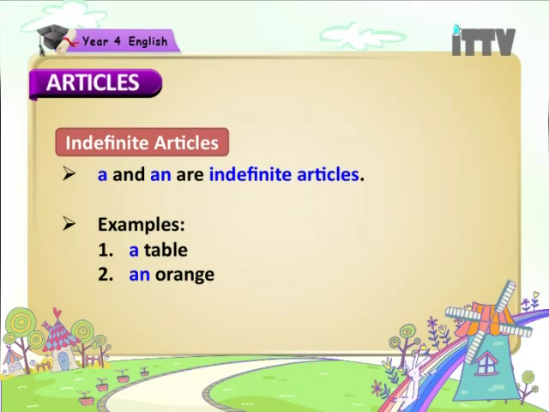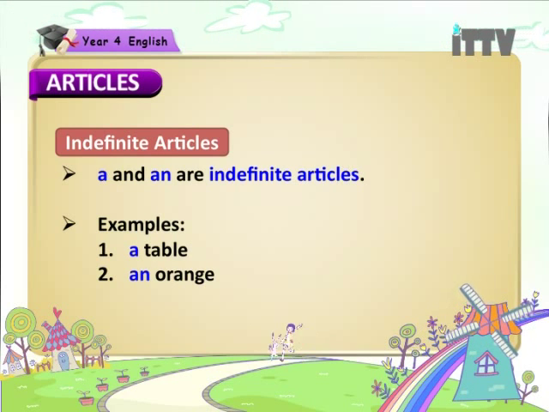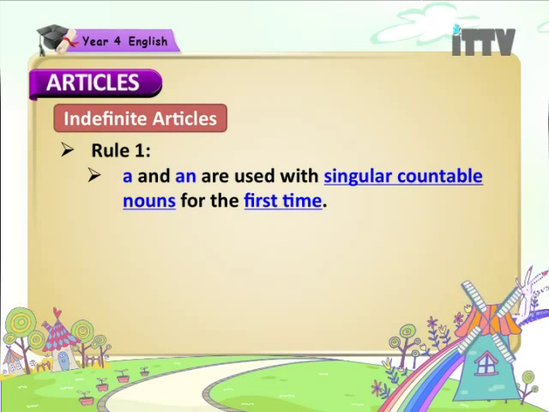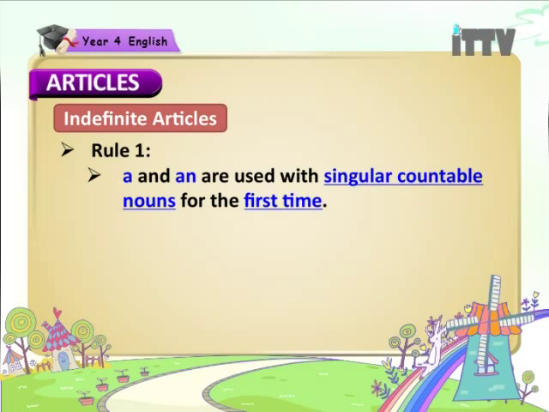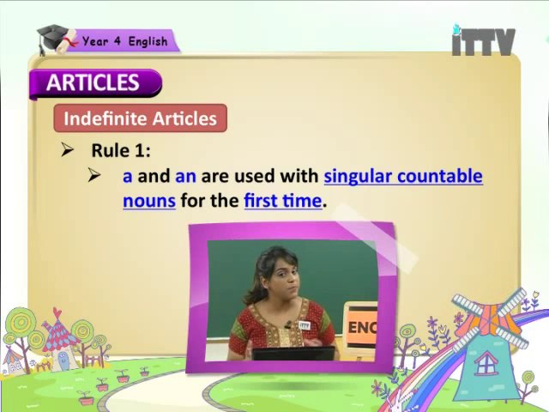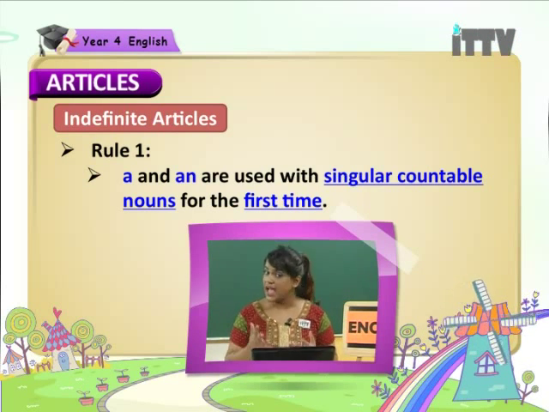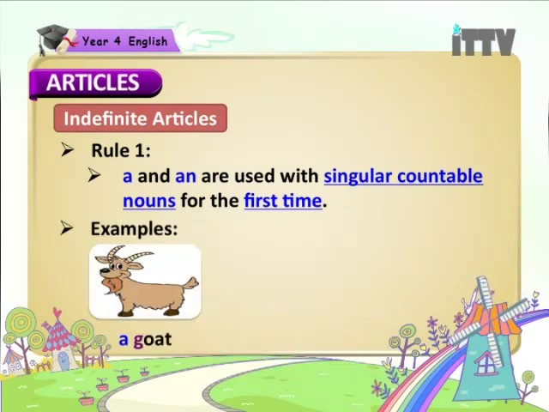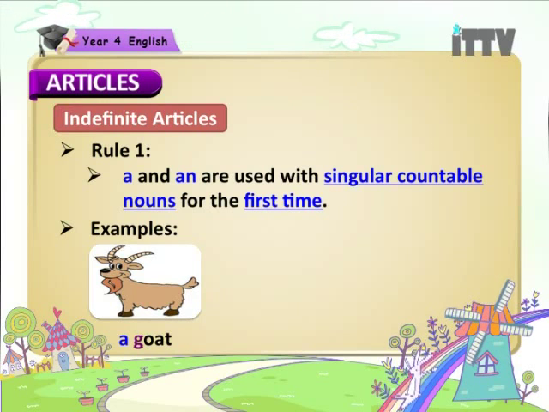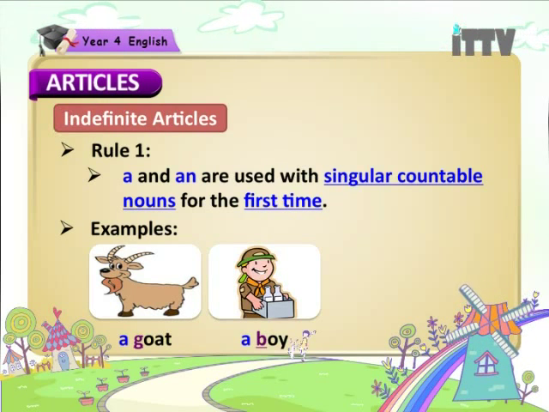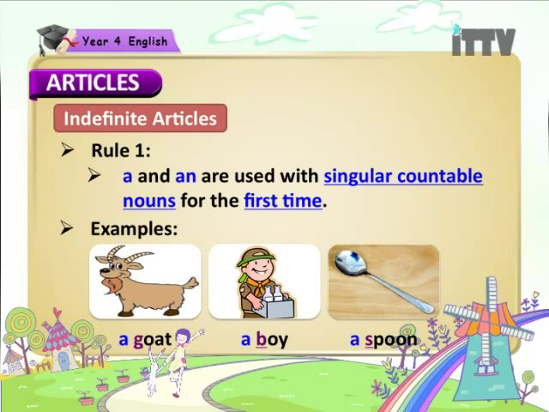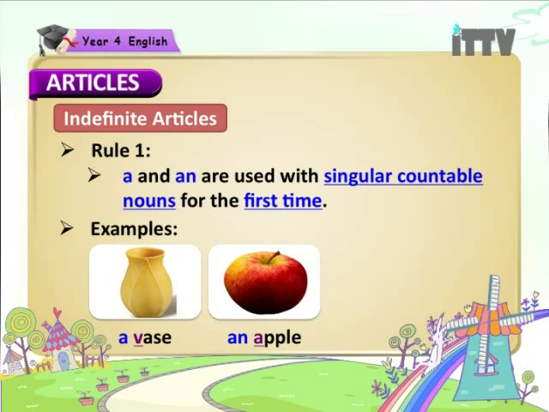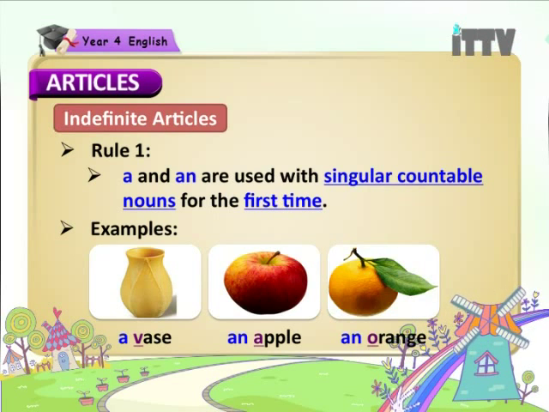Example, a table, an orange. A and an are used with singular countable nouns for the first time. So remember, boys and girls, a and an are used with singular countable nouns. For example, a goat, a boy, a spoon, a vase, an apple, an orange.